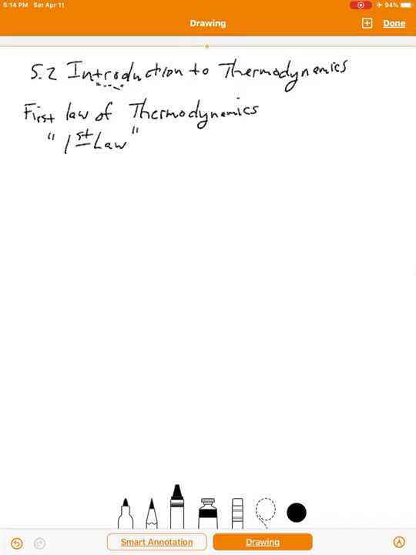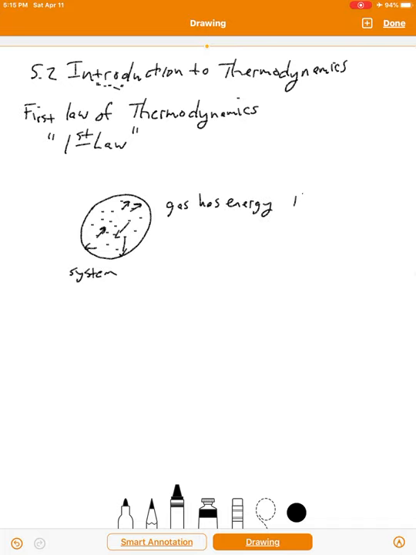The first law of thermodynamics says the following, that if you have a system, and let's imagine just for simplicity, a collection of gas particles, a gas, and those gas particles are bouncing around inside the container, a balloon. Okay, we're going to call this our system. The system is that gas inside the balloon. What we're going to do is claim that the gas has energy, and we're going to call that internal energy.